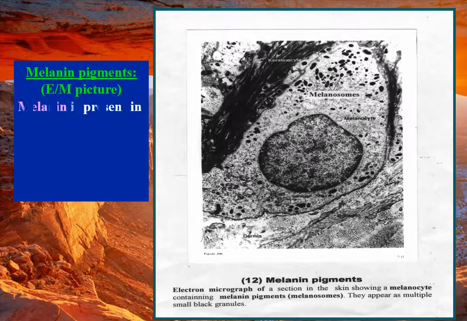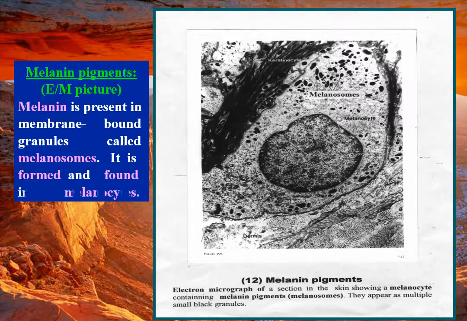Electron micrograph of melanin pigments in melanosomes. Melanin is present in membrane-bound granules called melanosomes. It is formed and found in melanocytes. Melanosomes appear as small multiple black granules scattered in melanocytes.